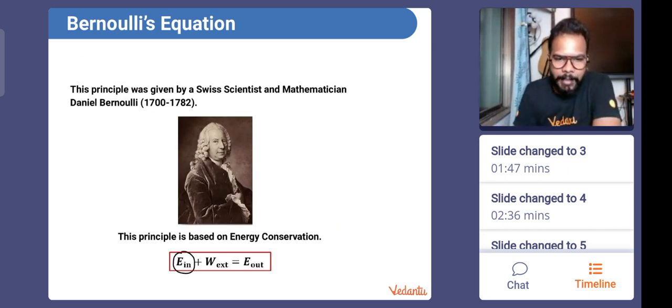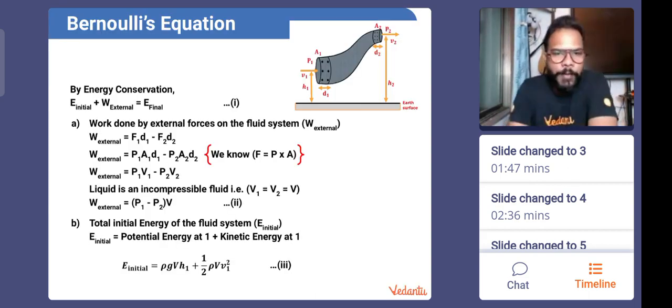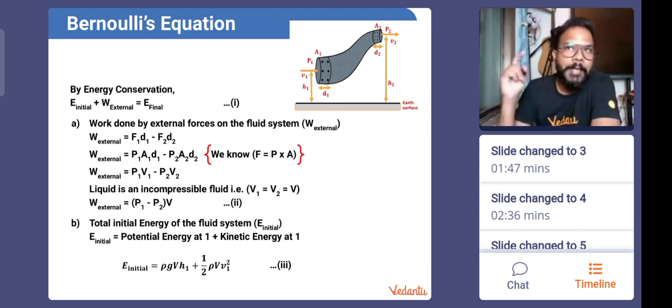So we are going to write the energy in the beginning, the energy at the exit, and the amount of work done by the external force, which is basically the pressure. When we write down the work done by the external force on the fluid, what is that external force? It is basically the force applied by the liquid pressure itself, or maybe the atmospheric pressure from outside.